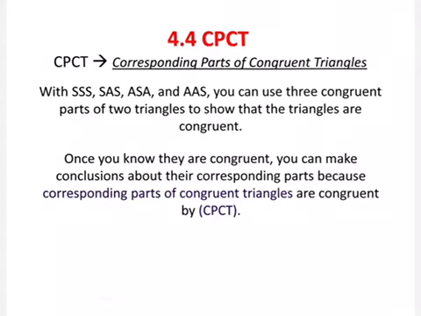Section 4.4, corresponding parts of congruent triangles are congruent. So we're introduced to the idea of CPCT, or as the book also refers to it, CPCTC. It just means that corresponding parts of congruent triangles are congruent. All right? So basically what this means is when we prove two triangles congruent, we can then continue the process of proving other pieces of those triangles congruent using CPCT as our reasoning.